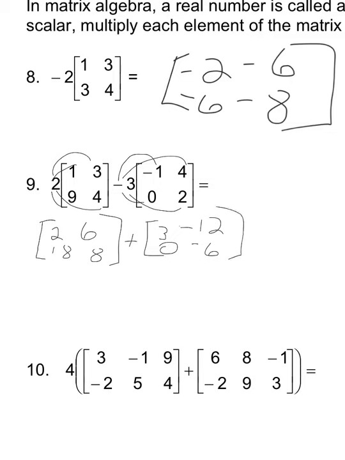Okay, when we add these two together, 2 plus 3, 5. 6 plus a -12 is a -6. 18 plus 0 is 18. And 8 plus a -6 is 2.